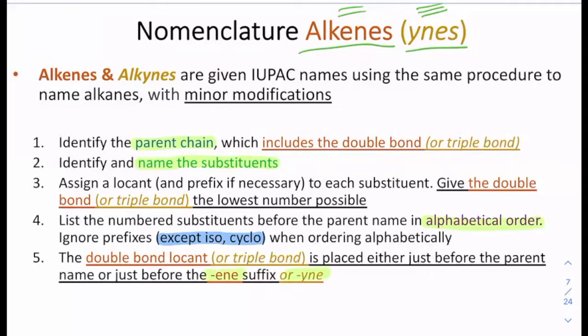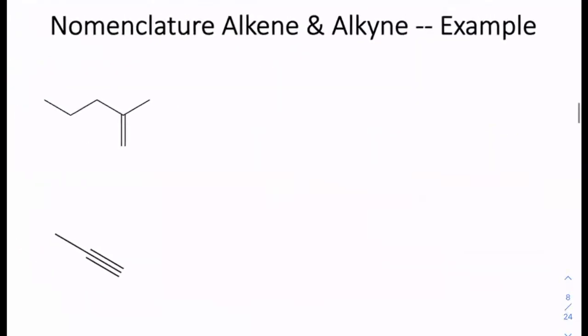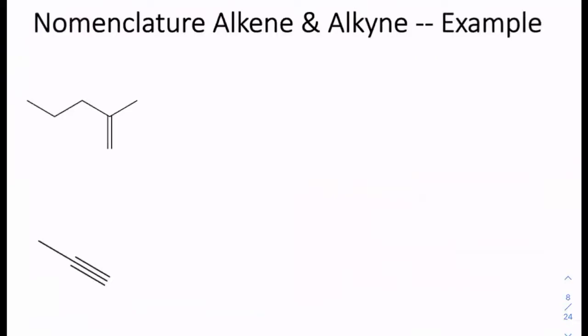Then I also want to tell you, when we describe where the double bond or the triple bond starts, we can add that into the name either just before the parent name or just before the -ene or -yne suffix. Okay, so let's practice. Our longest parent chain here, including the alkene, is this one here. So we have a carbon chain that is 5 carbons long.